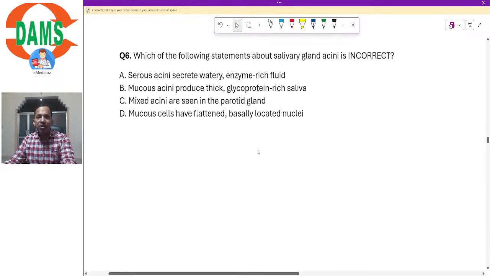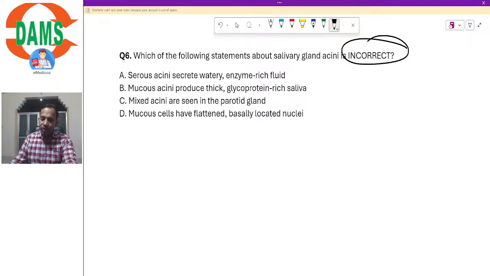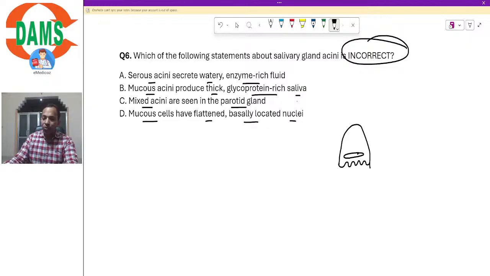Which of the following statements about salivary gland acini is incorrect? So which is incorrect? Serous acini secrete watery, enzyme-rich fluid. Mucous acini produce thick, glycoprotein-rich saliva. Mixed acini are seen in parotid gland, and mucous cells have flattened, basally located nuclei. So mucous cells have flattened, basally located nuclei. That is correct.